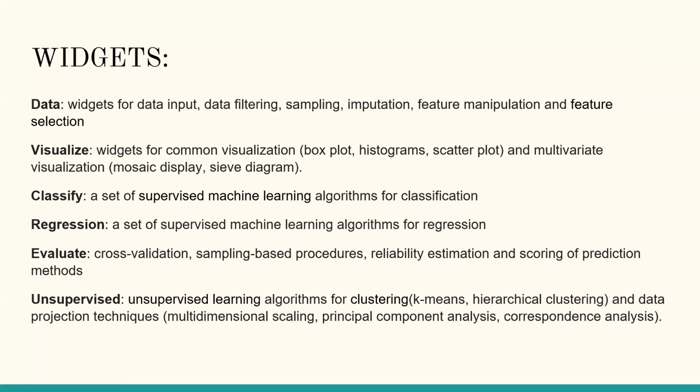In classify, we have features such as machine learning algorithms. And in regression, we have features such as supervised machine learning algorithms. Evaluate also contains features such as cross validation, sampling based procedures, etc. And unsupervised is a widget which contains features such as unsupervised learning algorithms like k-means, hierarchical clustering, multidimensional scaling, principal component analysis, etc. So this is all about Weka and Orange.